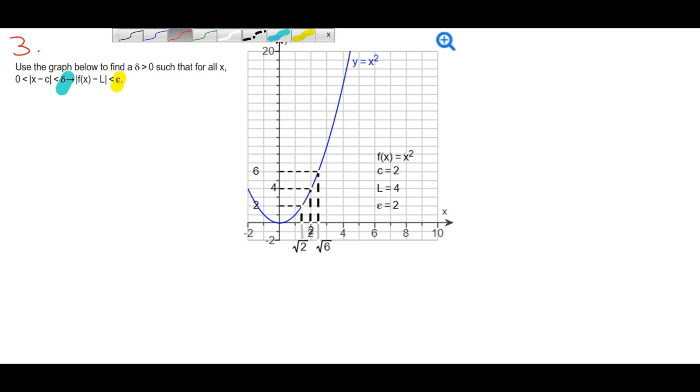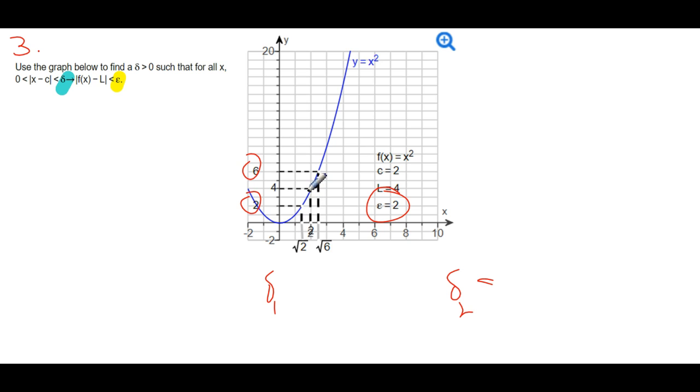So what am I doing here? Epsilon is 2, so I can see that I'm going up 2 and down 2 from our limit of 4. So up 2 would be 6, down 2 would be 2. And we want to come up with what value of delta, the two deltas, our delta 1 and our delta 2. I'll give us some space here.